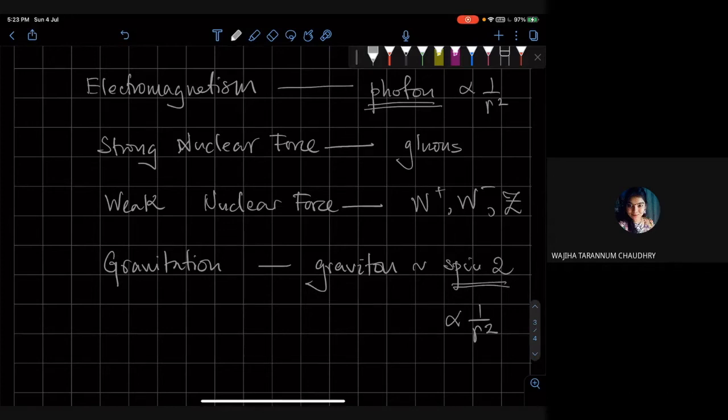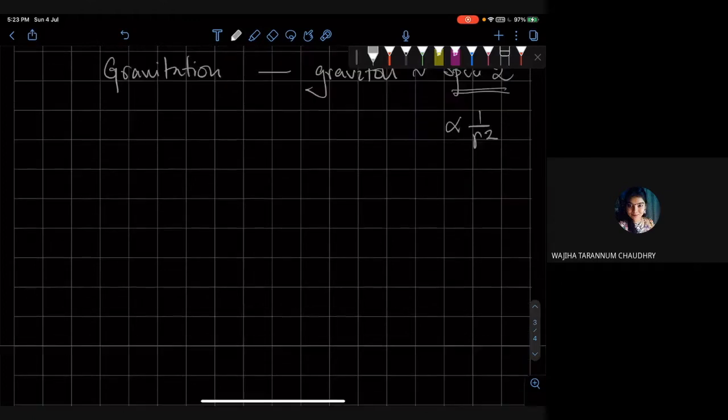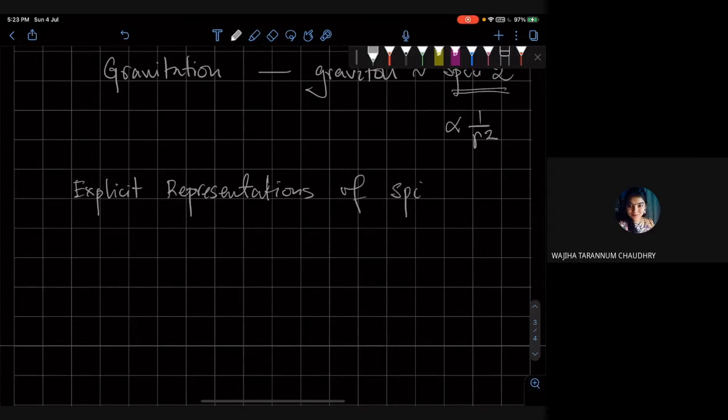Now let's get back to the physics that we are discussing. The next thing I want to discuss is explicit representations of spin operators.